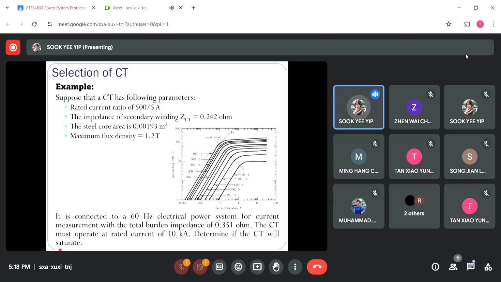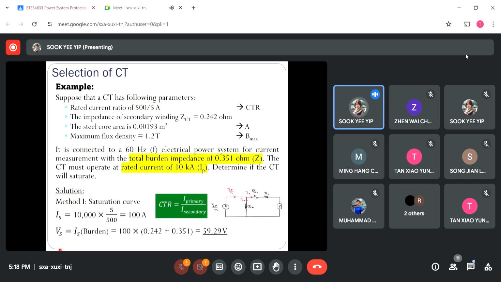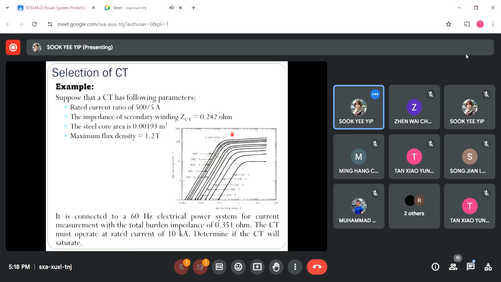So for your information, there are two ways for us to solve this example. All right, so I will show you the solution in this slide. One way is by using the magnetization curve. Remember, this one is being given to you. So you have to find the voltage induced at the secondary side in this situation, with 10 kiloamperes flowing, and then find the knee point voltage based on the current transfer ratio, like in this case at this point, and cross-check whether the voltage at the secondary side is higher or lower to see whether it has entered saturation mode or not.